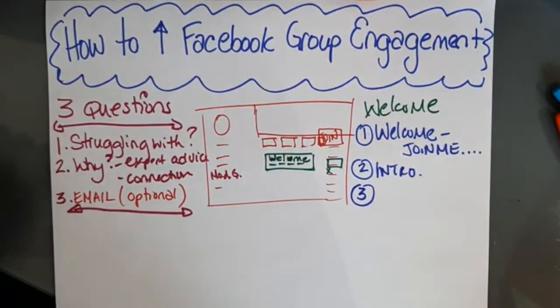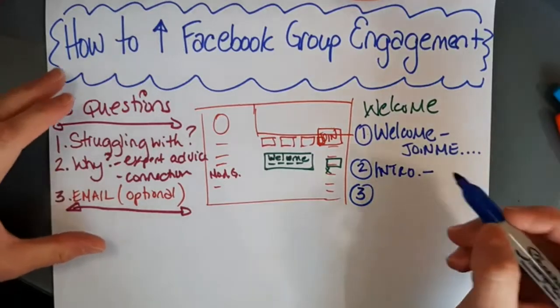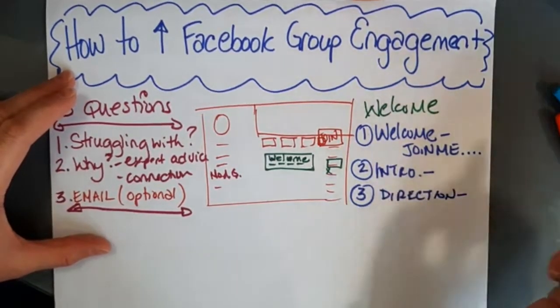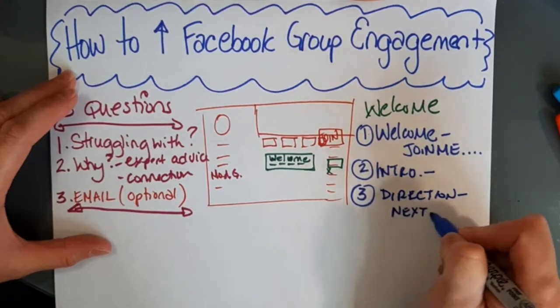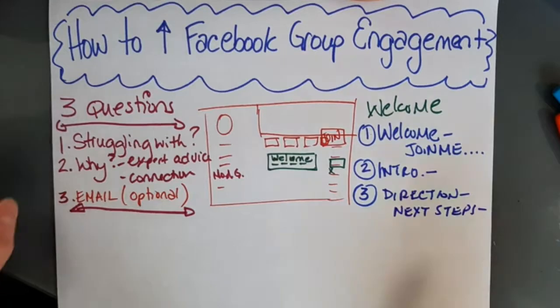So tell us about yourself. Tell us what you came to the group for. Tell us what you're struggling with so that they can start to build connections within the group. And then the third thing you want to do is you want to give them direction or next steps. You want to tell them what to do next.